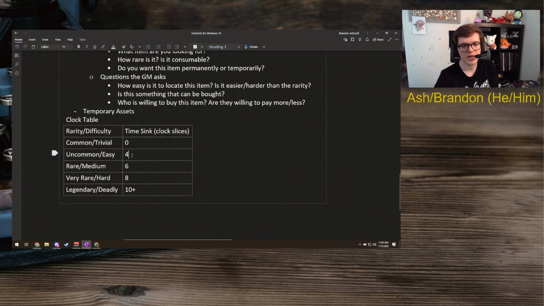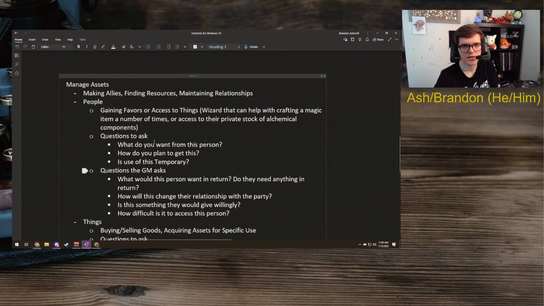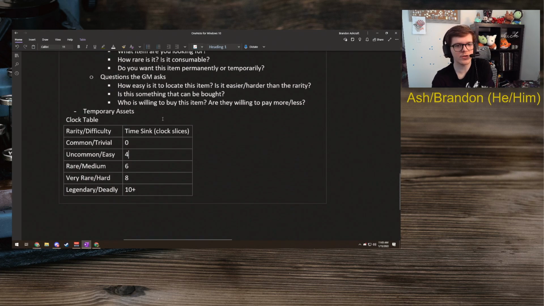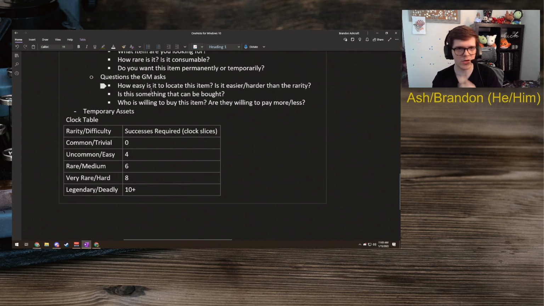Uncommon / easy, it's a 4-piece clock, and you're using persuasion to get this item, or intimidation, or maybe sleight of hand. Depends on what you need. And then it just continues upward. So that's your time sink. Or I guess this really just comes into successes required in terms of clock slices.